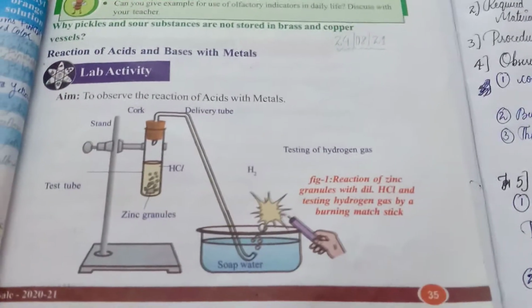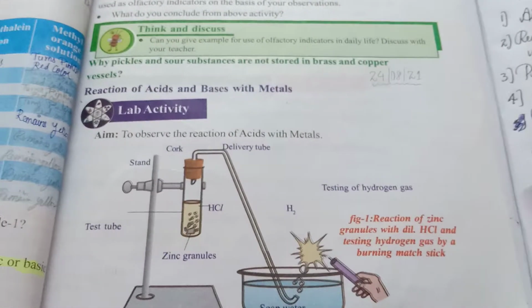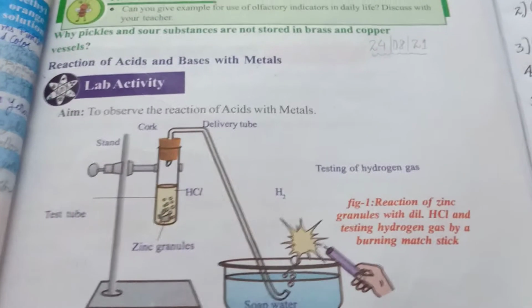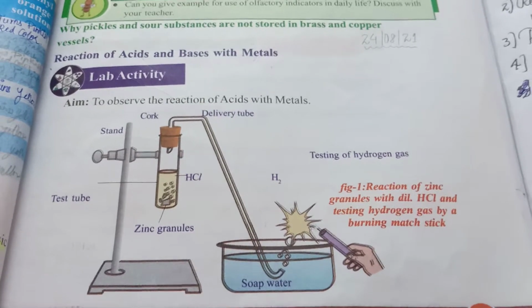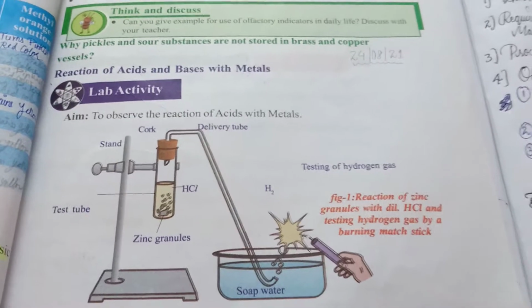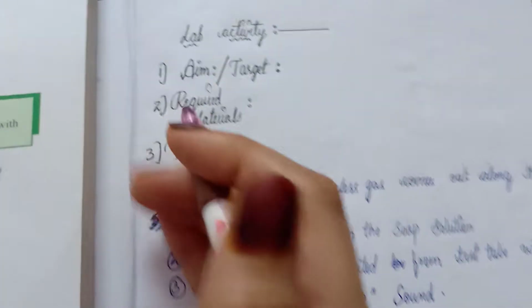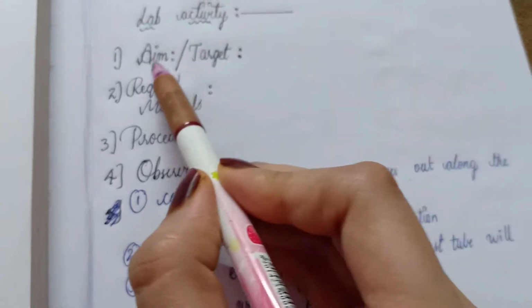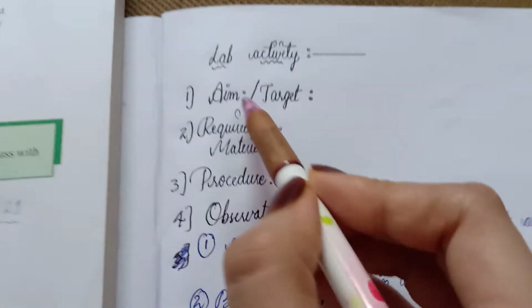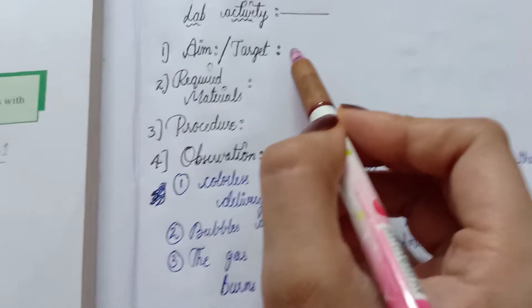Let's start today's session with a lab activity. When you are doing a lab activity, first of all, what do you need to do? Firstly, you need to set a target. What is the target? To attain the target, we are doing the lab activity. So you need to follow some procedures like this. Firstly, you need to set up your target, the aim. Aim and target mean the same thing. What is the purpose of doing this lab activity? First, write down the target, that is, the aim.